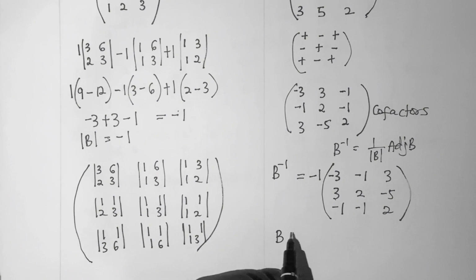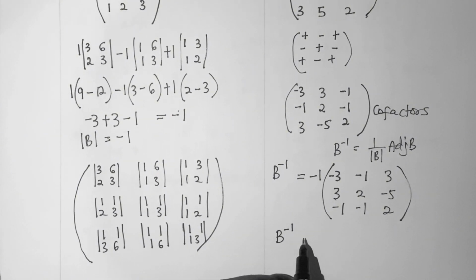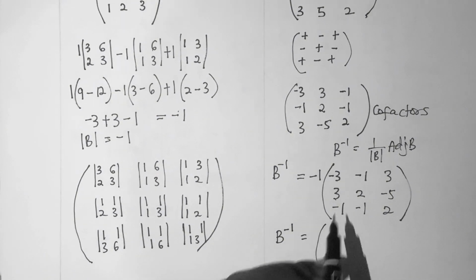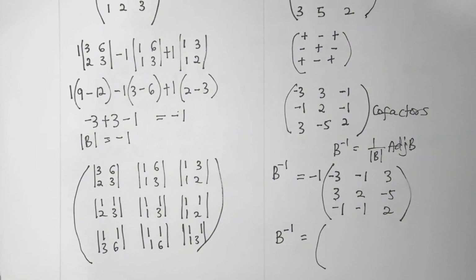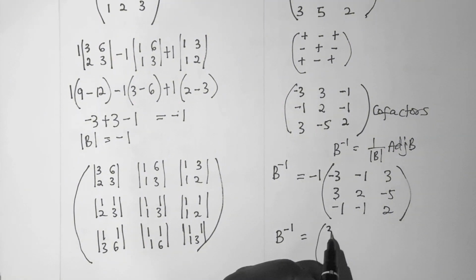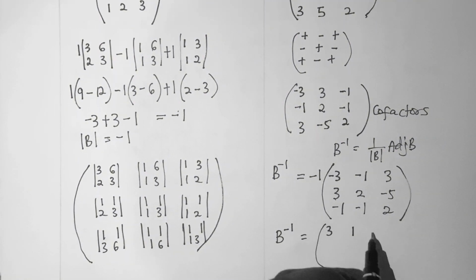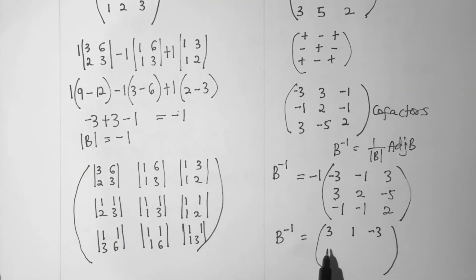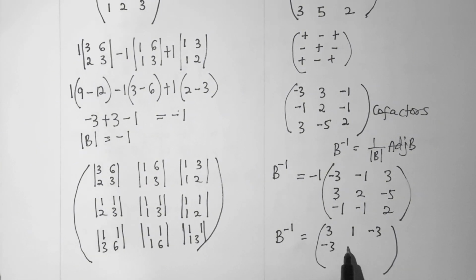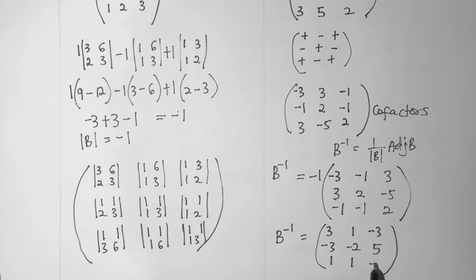So let's simplify further. B inverse is equal to, if we multiply through by minus 1, here we get 3 and here we get 1, minus 3. And then here becomes 1, minus 2, and 5. Here becomes 1, 1 and minus 2. So this is B inverse.